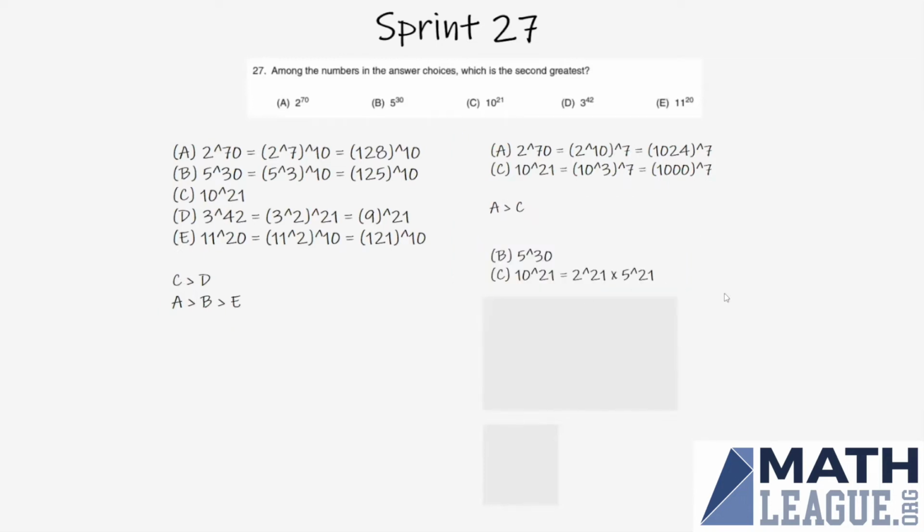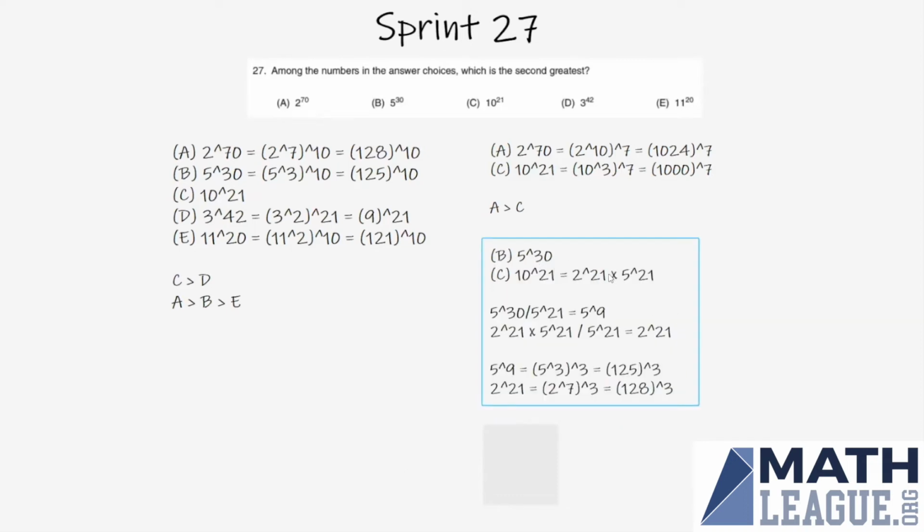And to do so, we note that 10 to the 21 is equal to 2 to the 21 times 5 to the 21. Now, because these are probably difficult to compare, we will divide the values of B and C by 5 to the 21. And this is what we result in. And then we can compare 5 to the 9 and 2 to the 21 as follows.